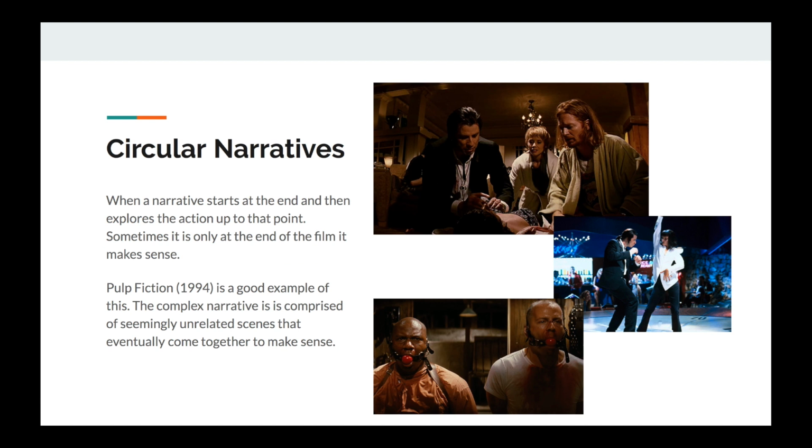So, circular narratives, or secular narratives. These are narratives that start at the end and then explore the action up to that point. Sometimes it's only at the end of the film where it actually makes sense. Pulp Fiction is a good example of this. It's a complex narrative and is comprised of seemingly unrelated scenes that eventually come together to make sense at the end. If you haven't seen Pulp Fiction, I suggest you watch it. It's a Tarantino film, and it's a modern classic. About as close to a masterpiece as a film as you will get.